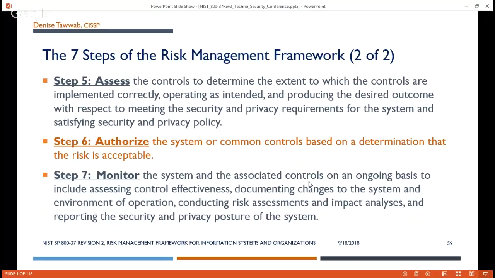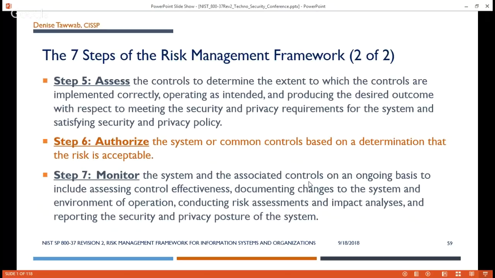So you implement the controls, but then someone has to come back and assess each control to ensure that the controls are in there correctly, they're operating as intended, and they're giving you the desired outcome. Assessment is covered in Special Publication 800-53A. Step six is authorize. You want to authorize the system or common controls based on a determination that the risk is acceptable. And someone has to specifically, and this is a senior management person with budgetary responsibility, who authorizes the system to operate based on looking at the risk and determining that that level of risk is acceptable.